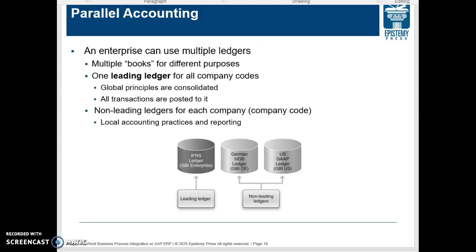Parallel accounting is maybe a term you've heard of. So many times companies use multiple ledgers or different books for different purposes. So usually they have one leading ledger for all company codes. And this is done for global principles, which are consolidated into these leading ledgers, and all transactions are posted to the leading ledger. But a company may also have non-leading ledgers for each company code. And you may have these different books for local accounting processes and practices or for local reporting.